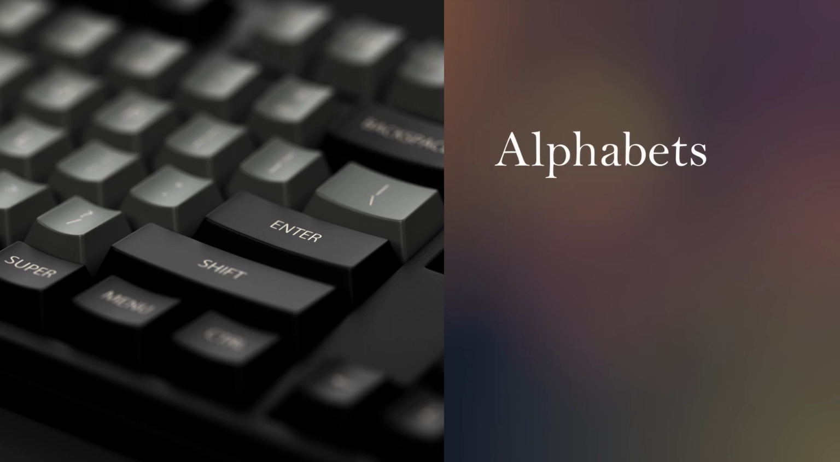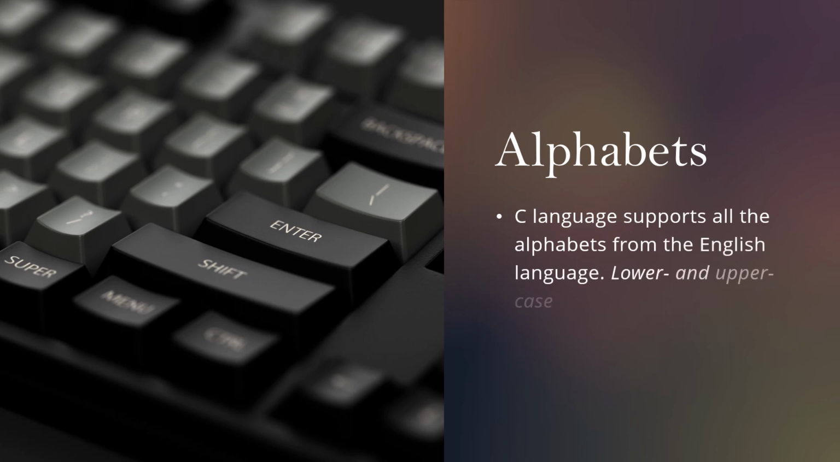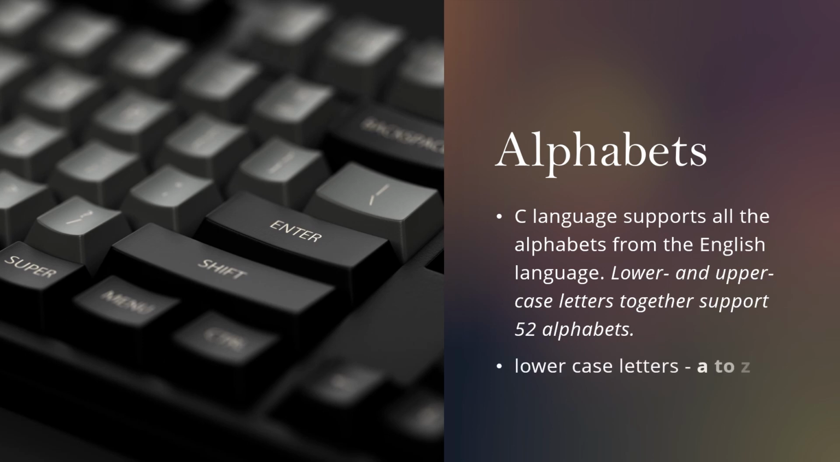Now, let's learn about alphabets. C language supports all the alphabets from the English language. In lowercase letters, they are from small a to small z, and in uppercase letters, they would be from capital A to capital Z.